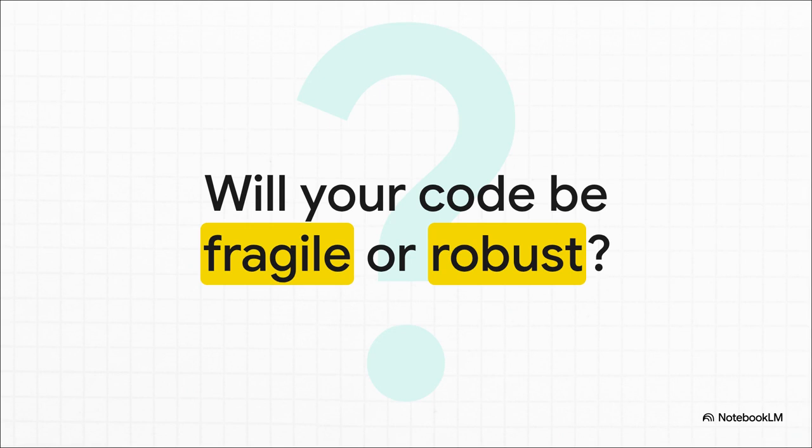Errors are going to happen. It's not a possibility, it's a guarantee. The choice isn't about whether your code will ever fail. The choice is, what will it do when it fails? Will it be fragile and just shatter, or will it be robust, able to handle the unexpected and keep on going? That's the difference exception handling makes.